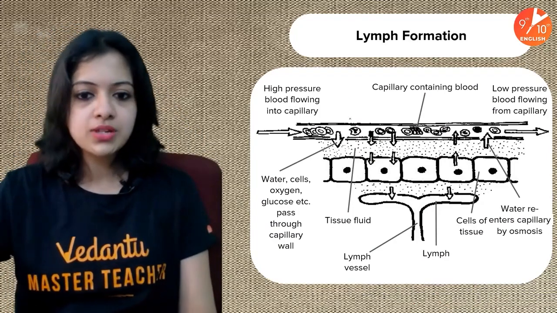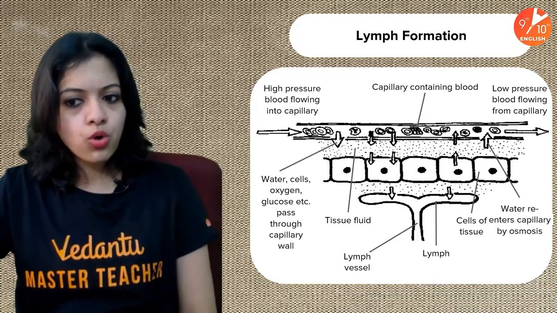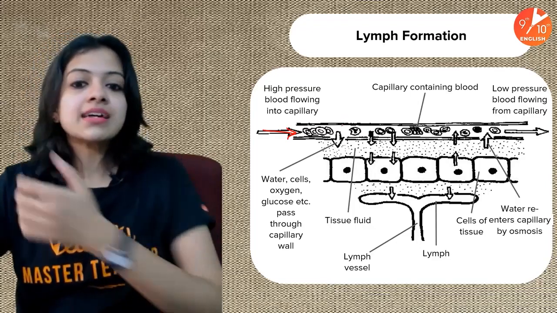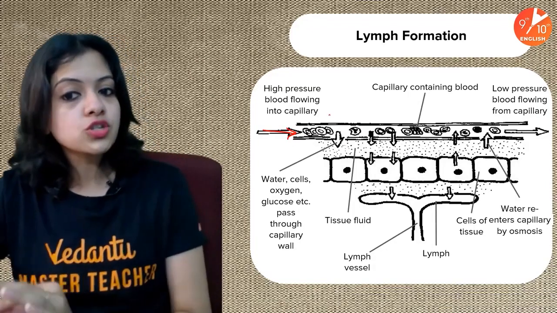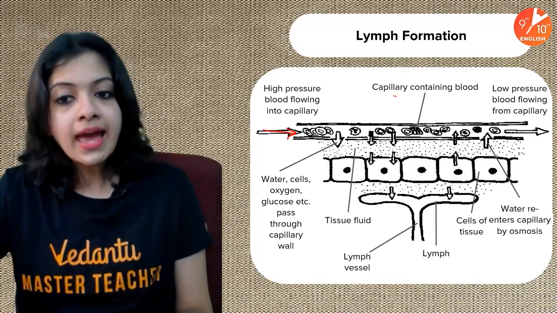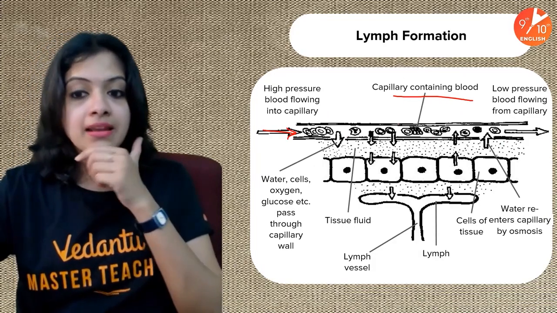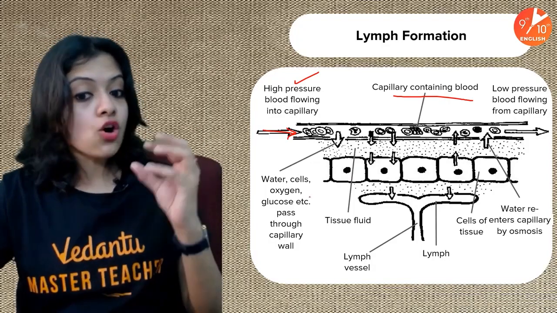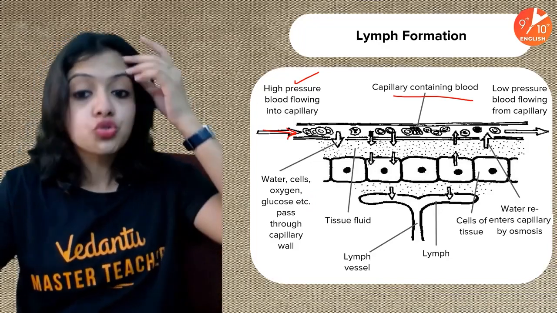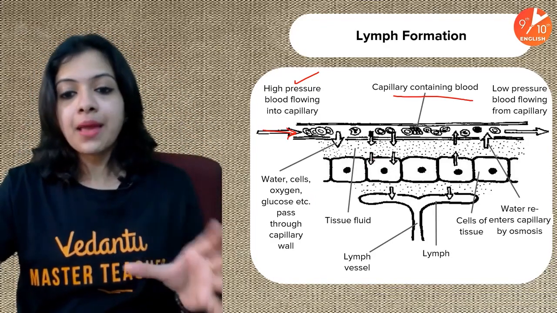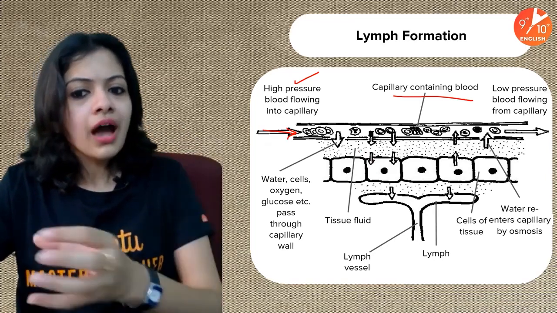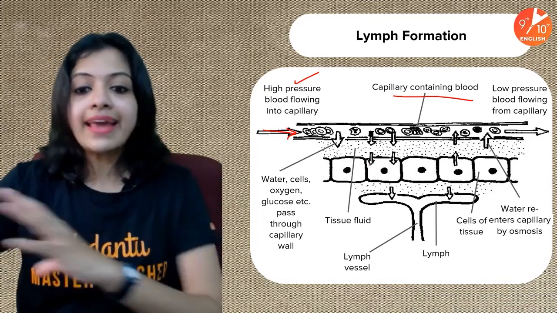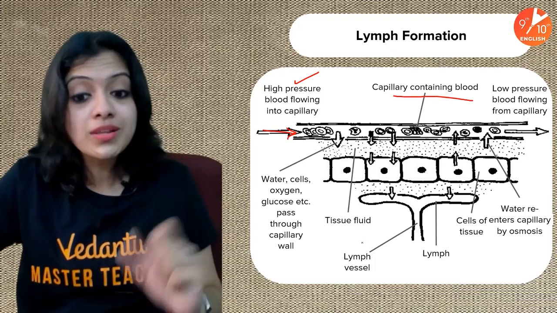How is lymph getting formed? As I told you, this tubular structure you see on top here is a blood capillary. High pressure blood is flowing into the capillary, and what you see inside this tube is the blood. Because of this high pressure, water, cells, oxygen, glucose, etc. can pass through the capillary walls, and they may enter into the random spaces in the cells surrounding the capillaries, getting filled with tissue fluid.